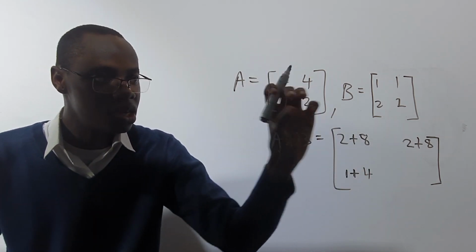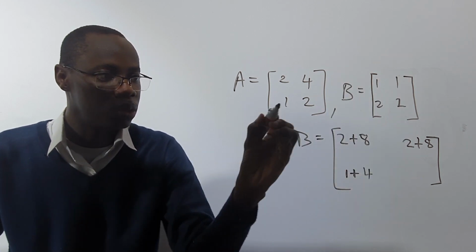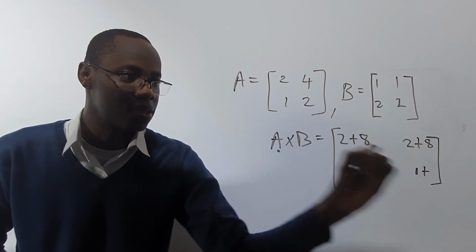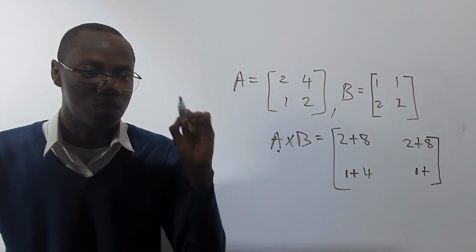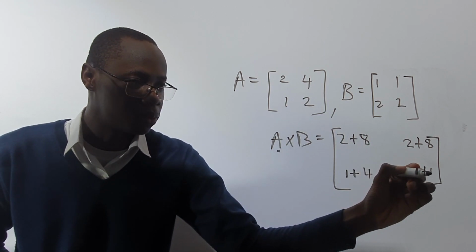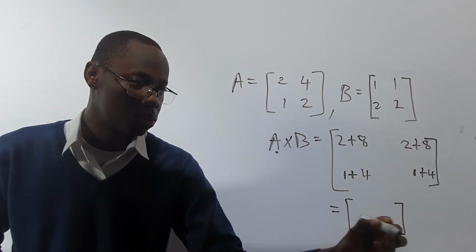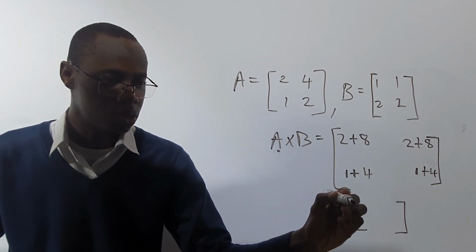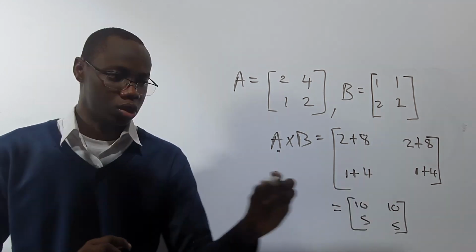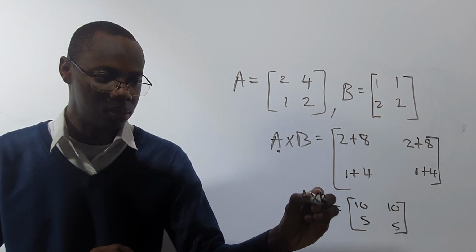Now, take this same row and multiply by the next column. 1 times 1, that is 1. Plus 2 times 2, which is 4. So now we can add up. So our final answer will be 8 plus 2, which is 10, and 5. So that is the answer. So that's A times B.